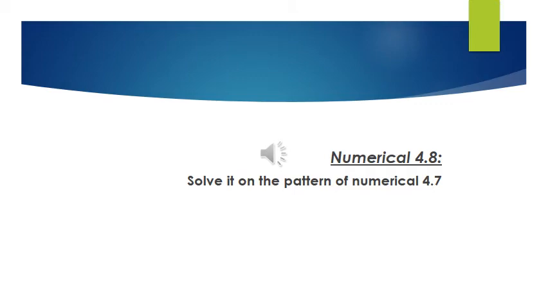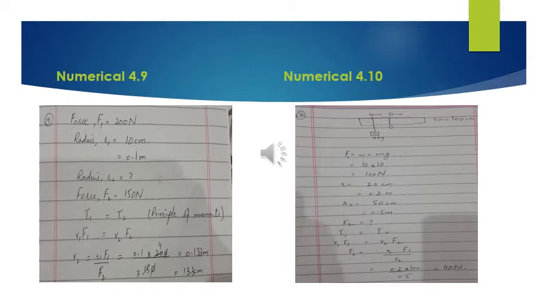Numerical 4.8 can easily be solved by using the pattern of numerical 4.7, and I hope it will be easy for you to solve it. Next is numerical 4.9. A nut has been tightened by a force of 200 Newton using a 10 centimeter long spanner. What length of a spanner is required to loosen the same nut with 150 Newton force?